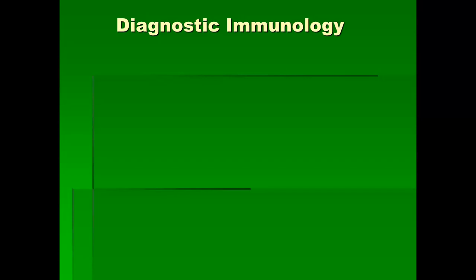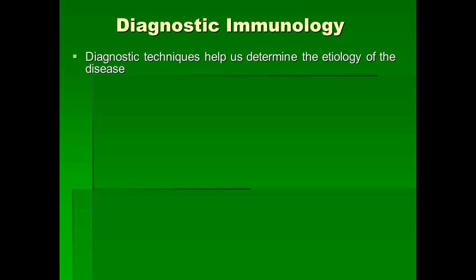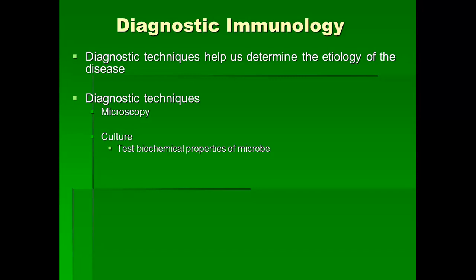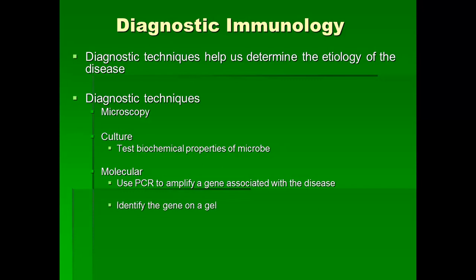Diagnostic immunology. The first diagnostic immunology test was the test for tuberculosis, and Robert Koch did this. Diagnostic techniques help us to determine the etiology of disease. Examples of diagnostic techniques: microscopy; culture, by testing the biochemical properties of the microbe; molecular, using a PCR to amplify a gene associated with the disease and identifying the gene on a gel.